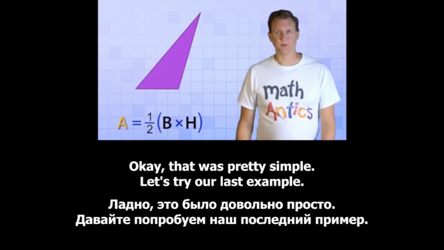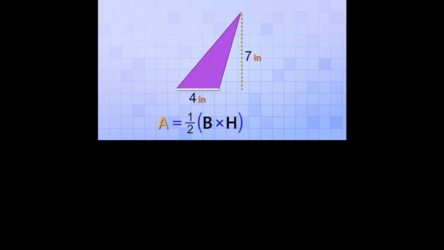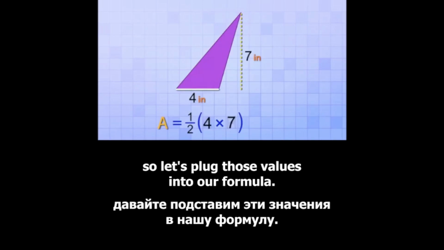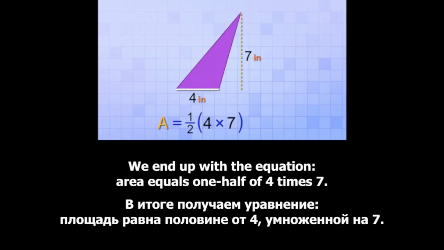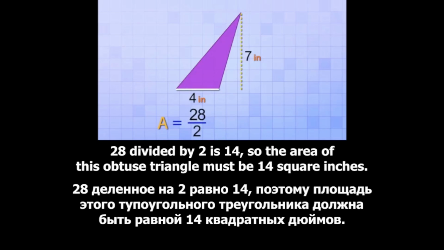Okay, that was pretty simple. Let's try our last example. The diagram of this obtuse triangle tells us that the base is 4 inches and the height is 7 inches. So let's plug those values into our formula. We end up with the equation area equals 1/2 of 4 times 7. 4 times 7 would be 28, and then we can calculate what 1/2 of 28 would be by dividing by 2. 28 divided by 2 is 14. So the area of this obtuse triangle must be 14 square inches.